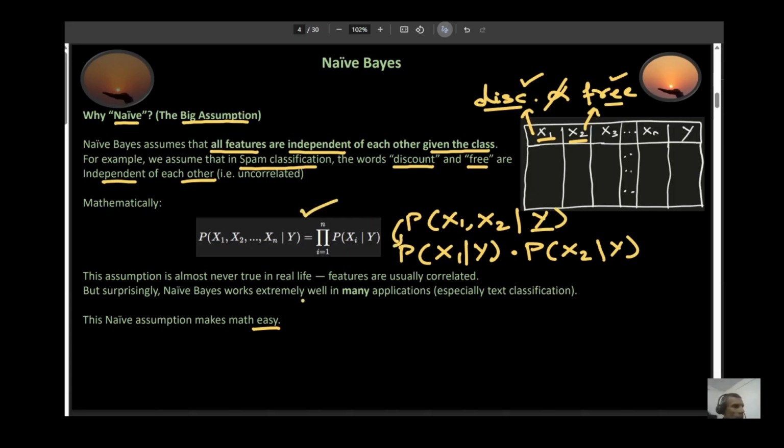Naive Bayes, by the way, works extremely well in many applications, especially when you're dealing with text classification. Just on a side note, this assumption is almost never true in real life. You will always find that your features are usually correlated. Maybe there might be less correlation, but you'll always find some type of correlation between the features. But by making this assumption, it makes the math easy.